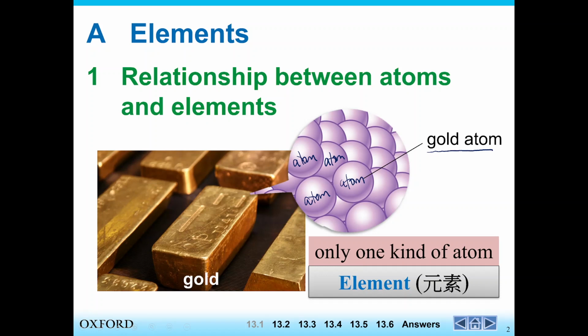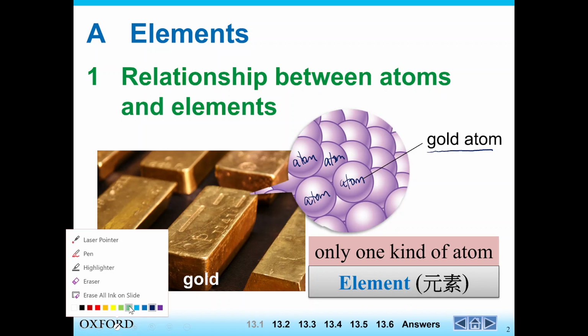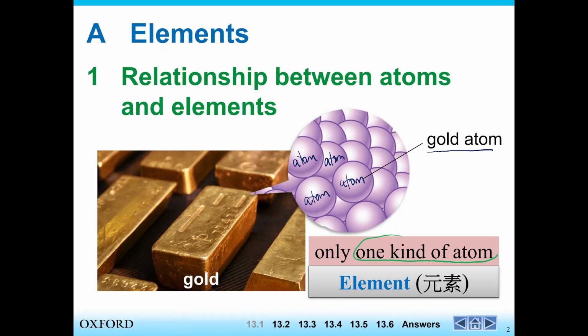And an element will only have one kind of atom. Now, what does it mean by one kind of atom? Like in this case, all of them here are gold atoms. So an element will only have that particular characteristic atom. For example, a gold element will only have gold atoms inside it. If it was a silver bar, it will only have silver atoms.